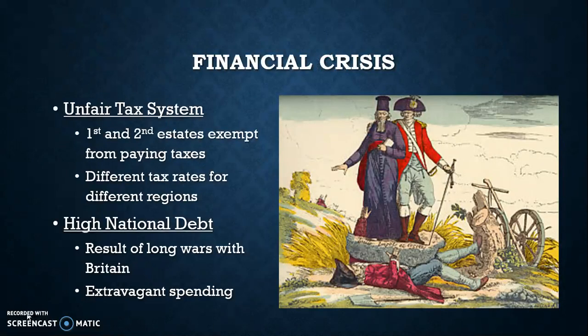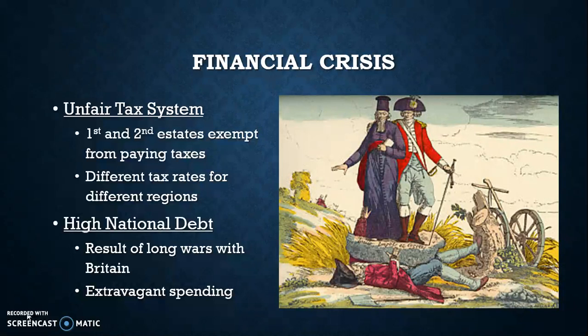All of this is made worse by the financial crisis that France experiences in the late 18th century. So there's a very unfair tax system in France where the first and second estate have to pay very little taxes, if any at all. They're pretty much exempt. There's also different tax rates for different regions of the empire, and so people don't really pay their fair share of taxes, and some people feel like they're shouldering all of the burden.